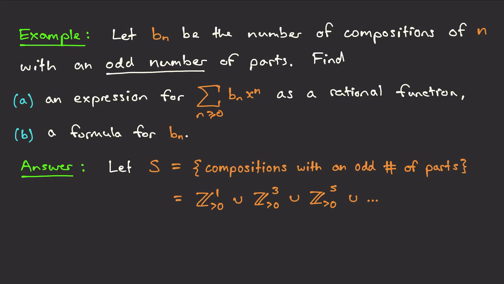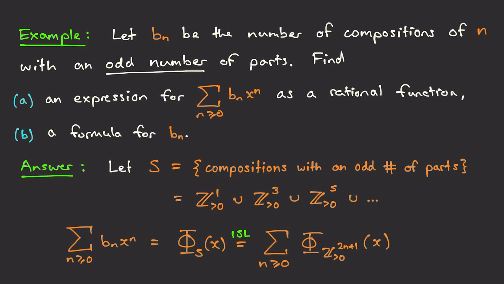We'll just apply the infinite sum lemma, since we've written S as the disjoint union of an infinite collection of sets. The infinite sum lemma tells us that the generating series for S is the sum of the generating series for all the sets we've written S as a union of. In this summation, I've indexed the odd numbers as 2n plus 1, where n ranges over all non-negative integers.